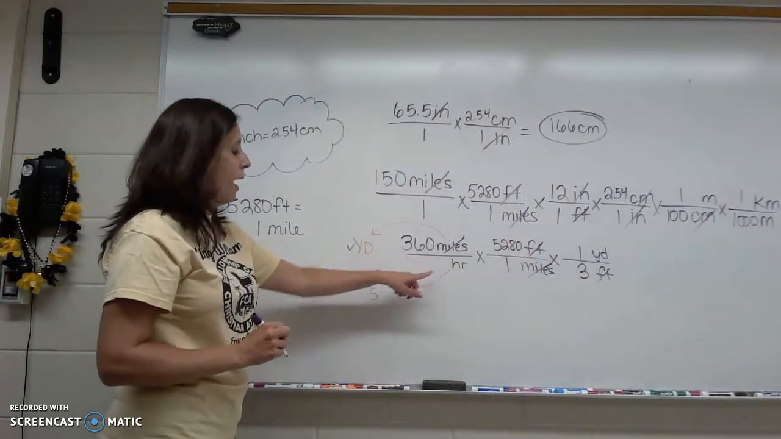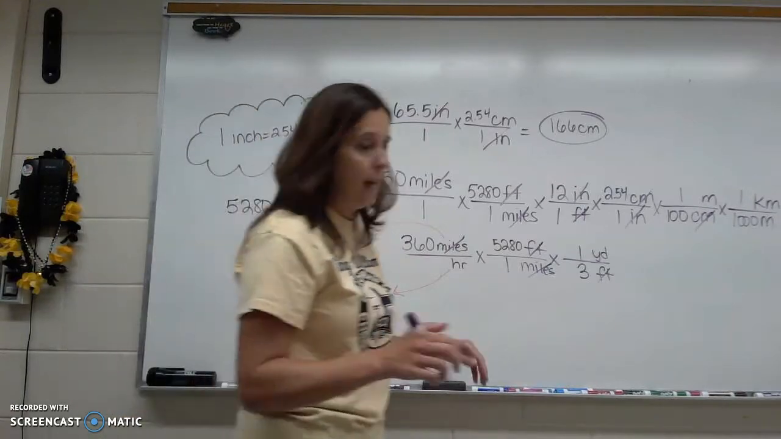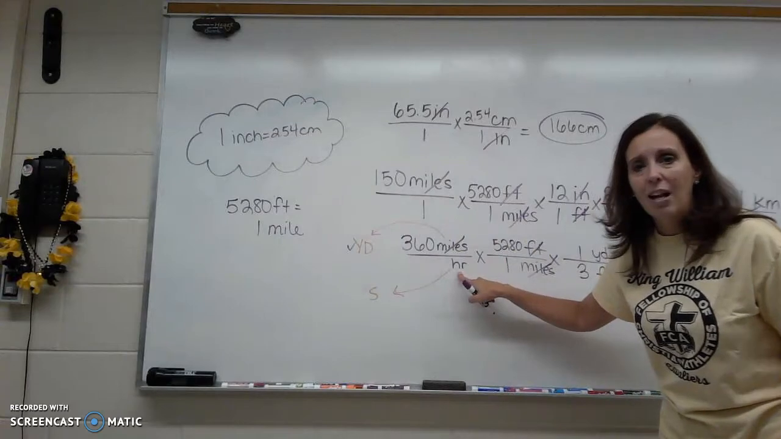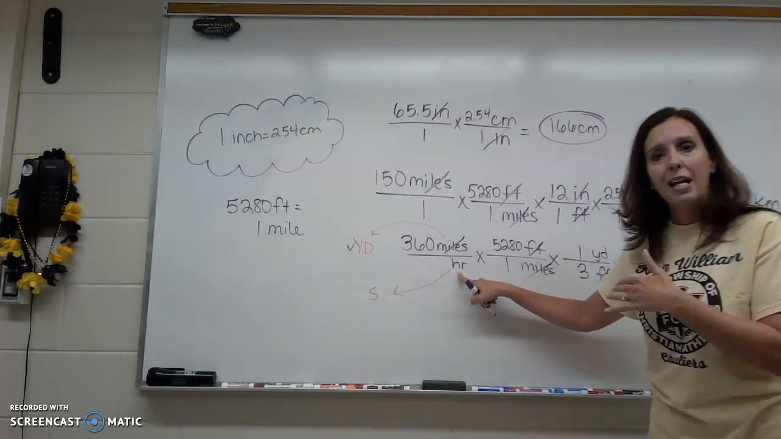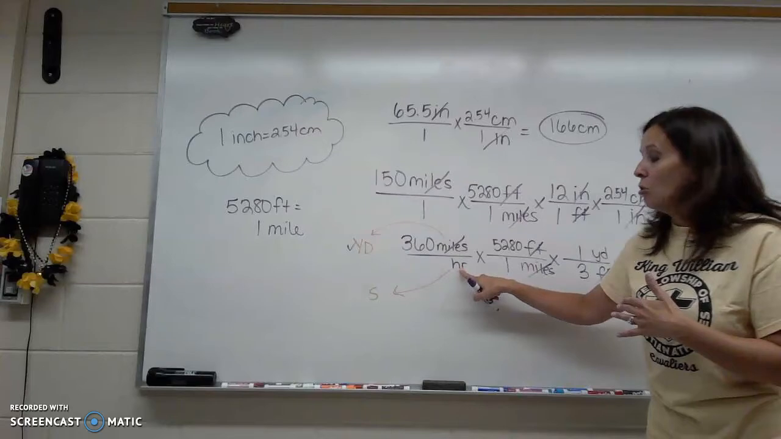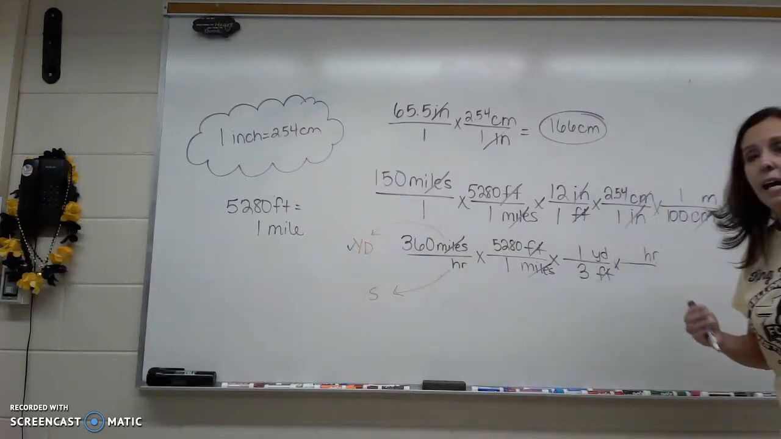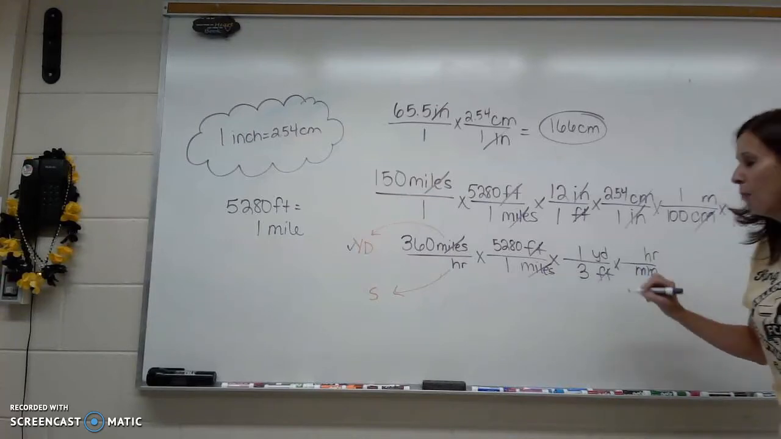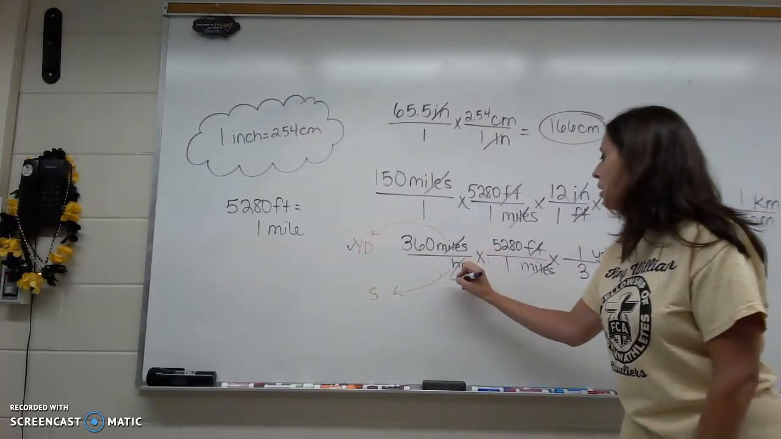Now, I want to go hours to seconds. Here's the little trick with that. If hours is down here and I want to get rid of it over here, it's got to go in the opposite direction. So since it's on the bottom here, it's going on the top here. And I generally go hours to minutes because that's easy for me. 1 hour has 60 minutes. So hours will cancel out.